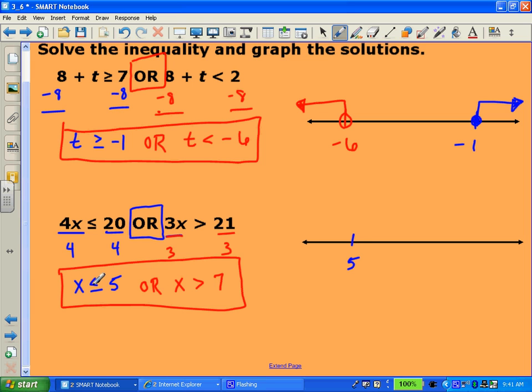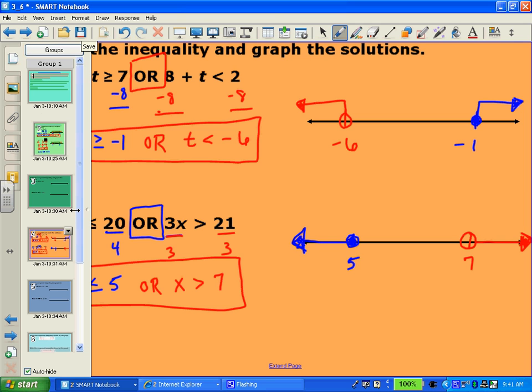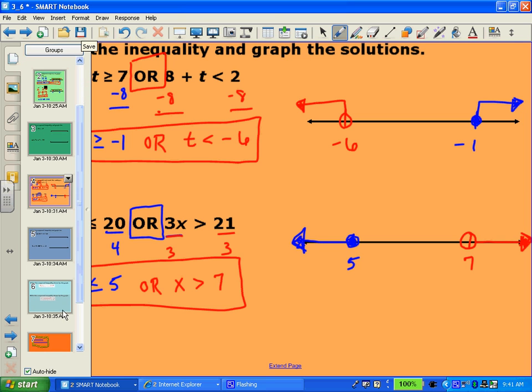So now I'm going to graph. I got 5. It's x less than or equal to 5, so it's going to be a closed circle to the left. Then I have 7. Just greater than, so I have an open circle to the right. Okay, and that's what my graph would look like for the or inequalities.